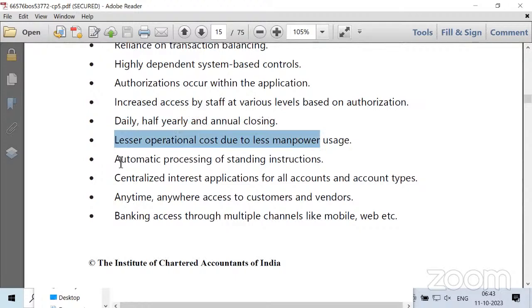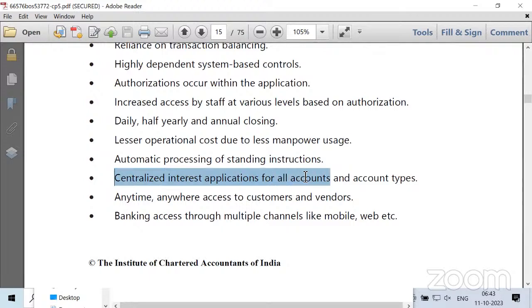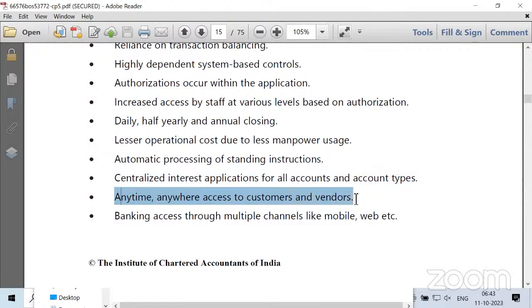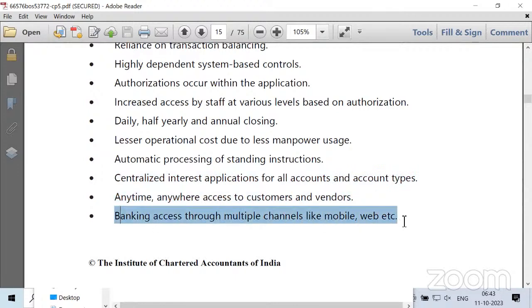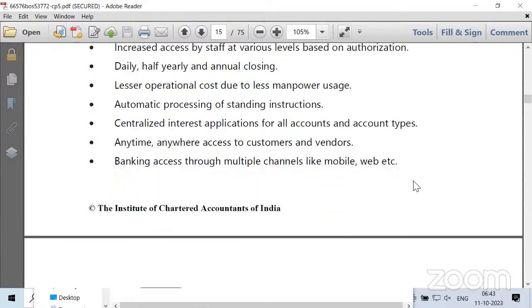Then lesser operational cost, automatic processing of standing instruction. What is a standing instruction? Every first of the month, the interest is debited or credited. Similarly, the repayment of the loan installment, EMI, all are given as standing instruction. It will be processed at the appropriate time. And centralized interest application, anytime, anywhere access. Then banking access through multiple channels like mobile, web, etc.